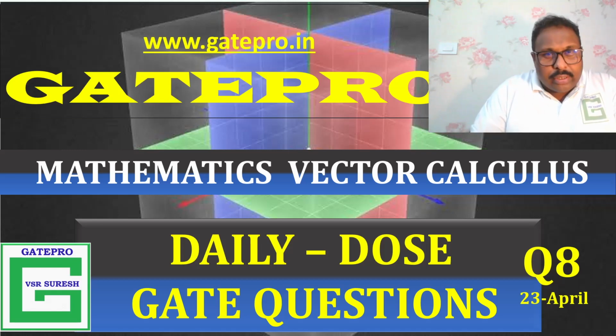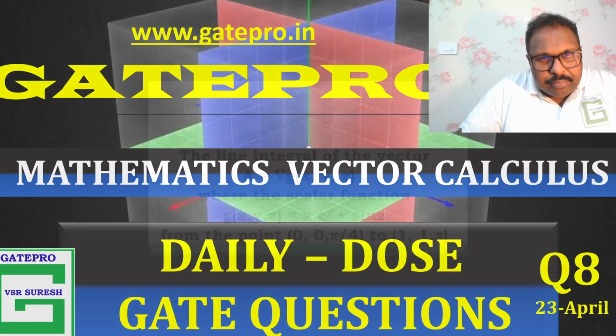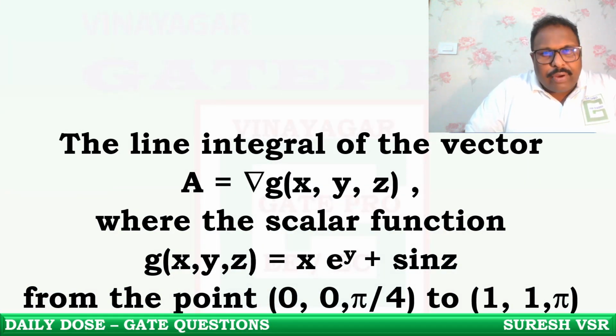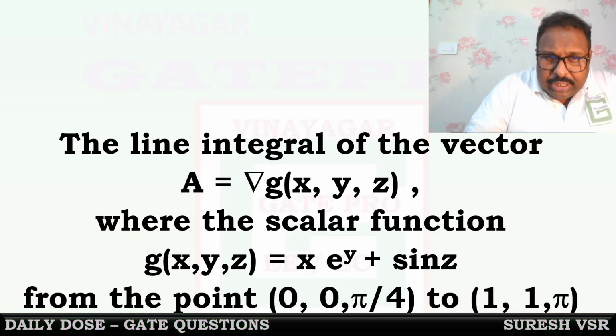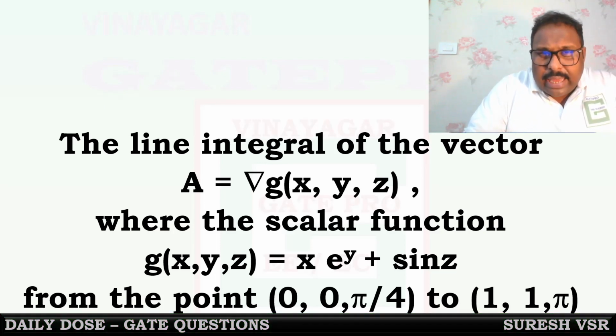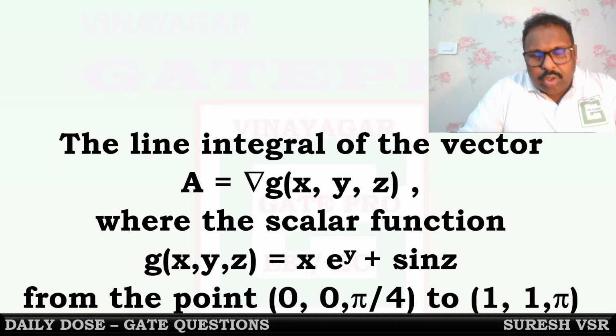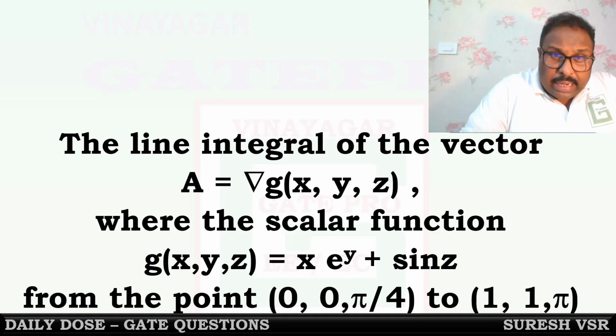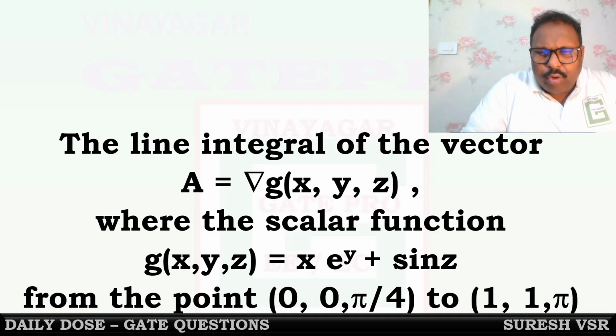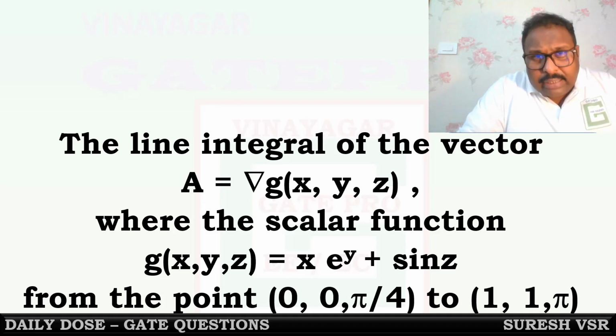So today, 23rd April, question number 8 is from vector calculus. Look at the question. The line integral of the vector A, where A is the gradient of a scalar G, where the scalar function G is x times e power y plus sin z. So you have to find the line integral of a vector obtained from the gradient of a scalar. You have to take the gradient of G and find the line integral from (0, pi by 4) to (1, pi). I hope the question is very clear. So you have to find the line integral of the vector that you get from the gradient.